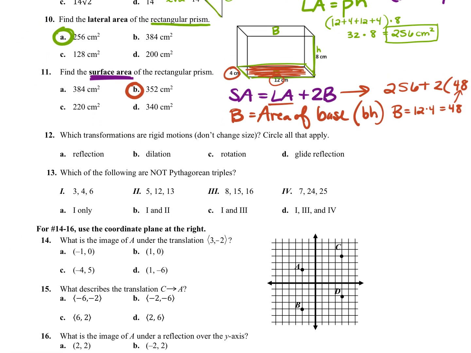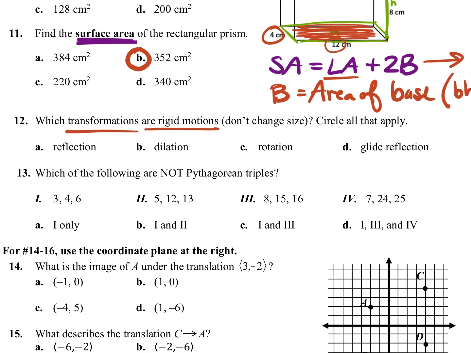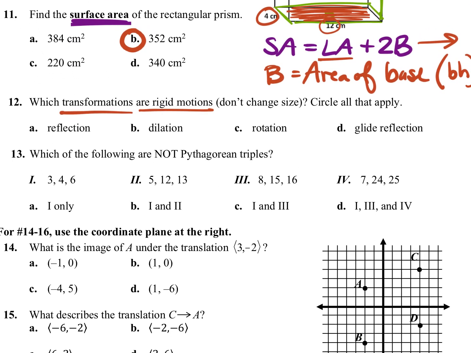Okay, remind me what a rigid motion is. A rigid motion doesn't get bigger or smaller, right? It won't change size. So which transformations here are rigid motions? Which ones change size? A dilation, right? Just B changes size. Oh, rigid motions don't change size. Sorry, I said that wrong.